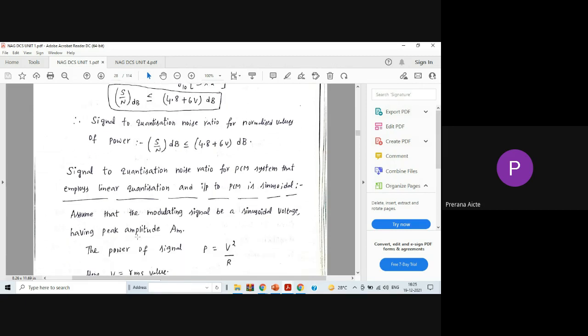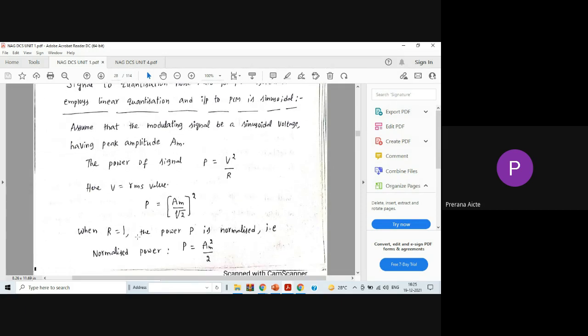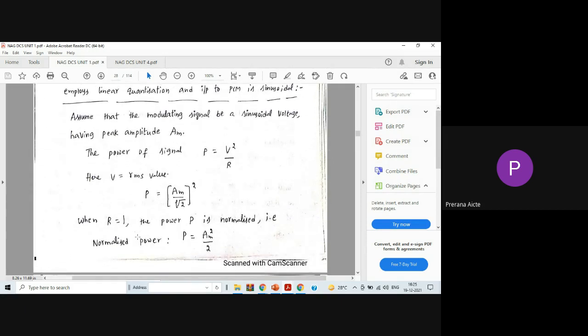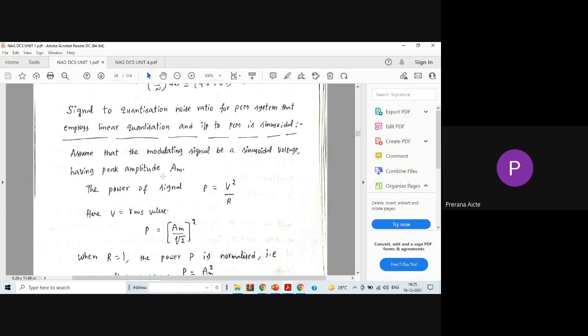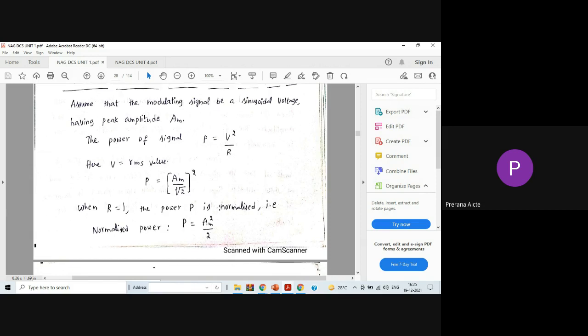And how do you get the final expression for signal to noise ratio of the PCM signal? See here. First we have to define the expression for power of the signal, that is P equals V squared by R. V is nothing but the root mean square voltage. Here, the maximum amplitude of the continuous signal we assume as Am. So we can get the maximum power of the signal, P equals Am squared by 2, if we assume the R value to be 1.